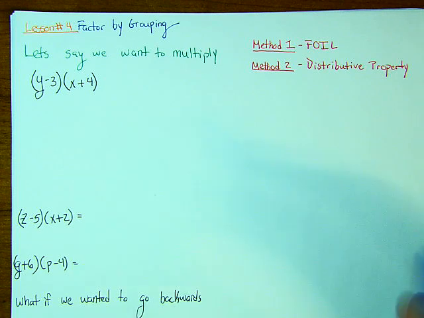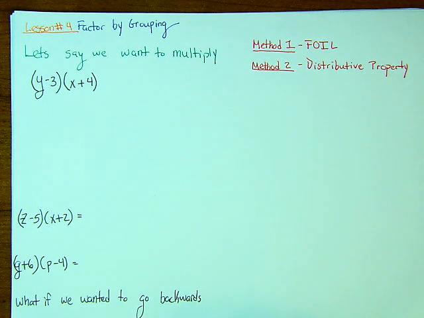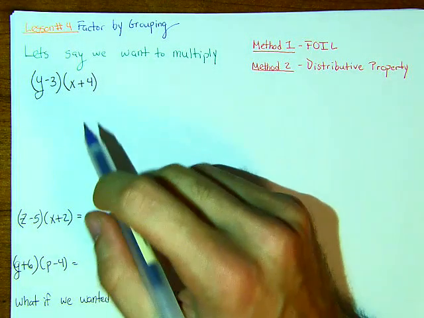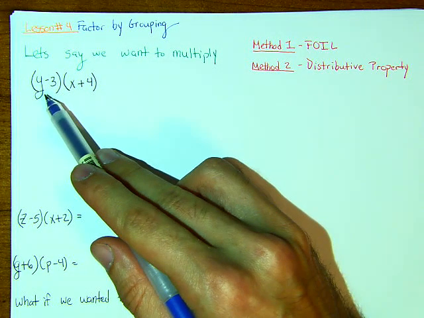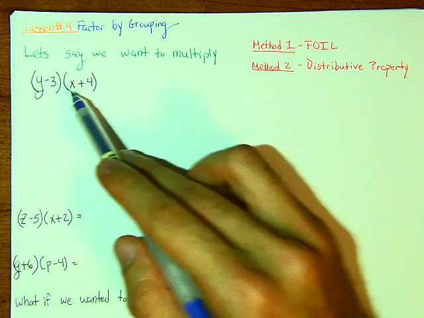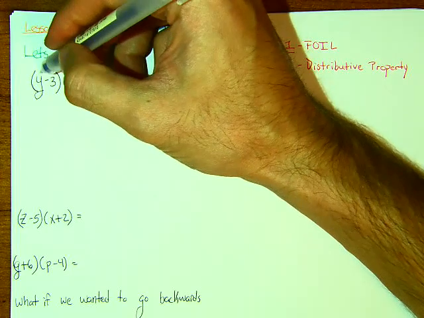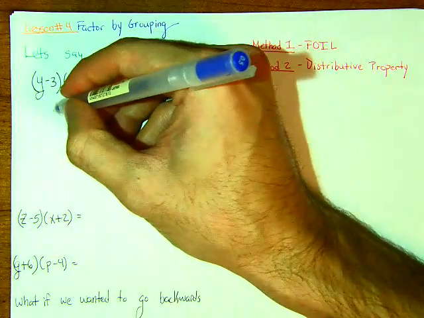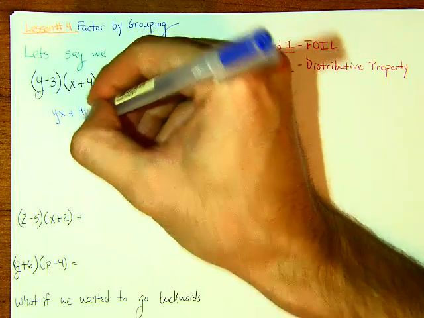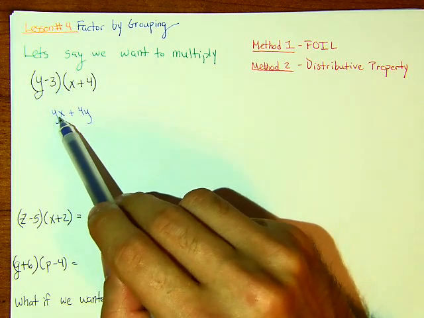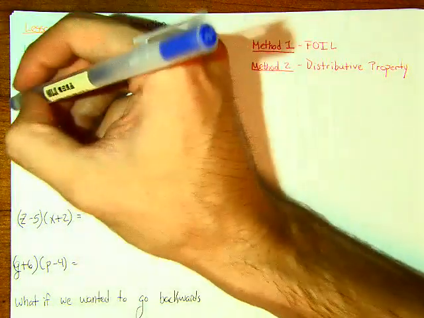So let's actually introduce what this concept of grouping means. Let's go back to our old friends, FOIL and the distributive property. Let's say you wanted to multiply these two binomials using FOIL. You do y times x and then y times 4, and you get yx plus 4y. Remember, y times x is yx, and y times 4 is 4y. Now, this is using FOIL.